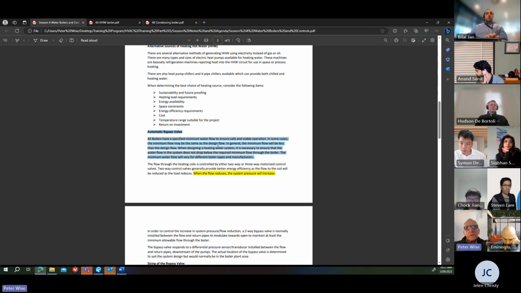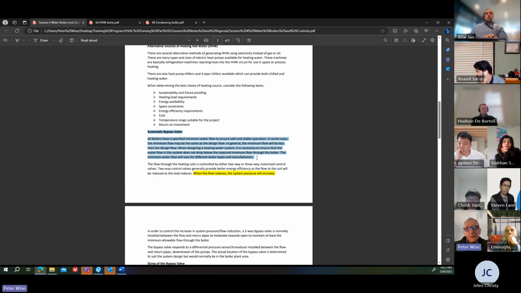So when you're designing a heating water system, it's necessary to ensure that the water flow in the system doesn't drop below the required minimum flow through the boiler. So you need to look at the technical data for the boiler you're considering, or speak to the suppliers, manufacturers, and find that out, because there will be a minimum flow requirement. If you go below the minimum flow, you can sort of guess what's going to happen, that you haven't got enough water flowing through the boiler.